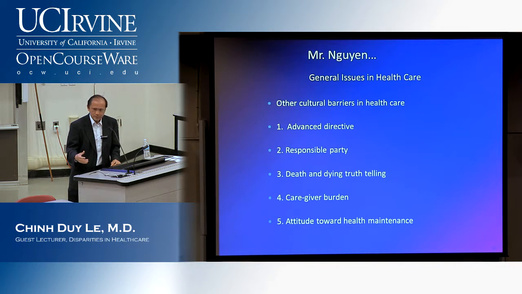Death and dying, truth telling. Usually, again, the senior tends to defer the decision to the children. So the children tend to be in charge for the parents. So they tend to not disclose the bad news to the patient, because they think that will adversely affect the senior's health. So sometimes when we approach those Vietnamese families, we have to keep it in mind. Otherwise, we may have some conflict with the family on the issue.